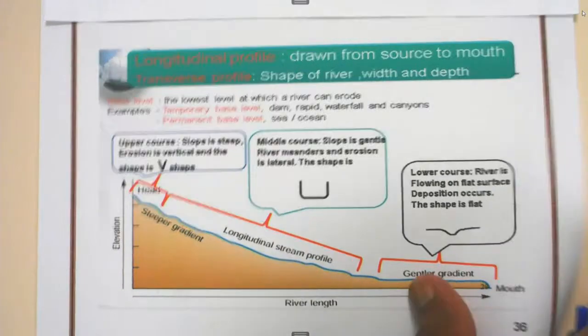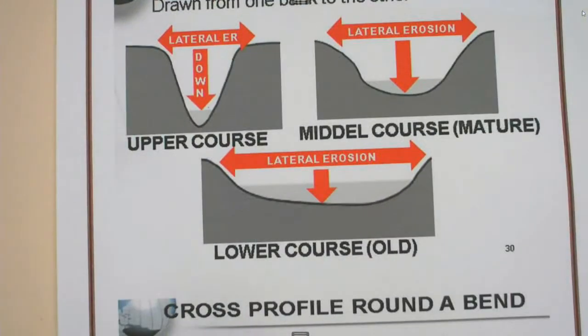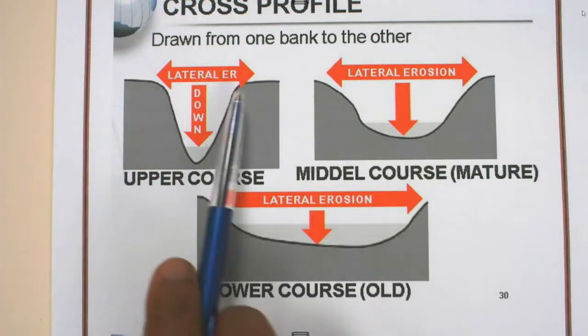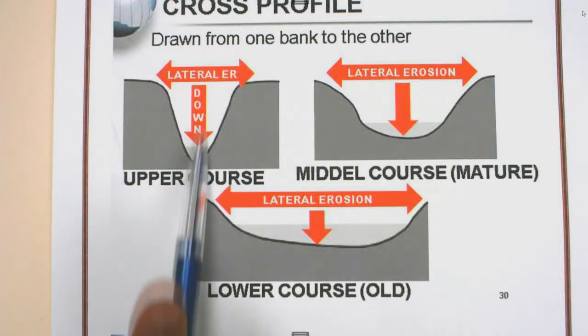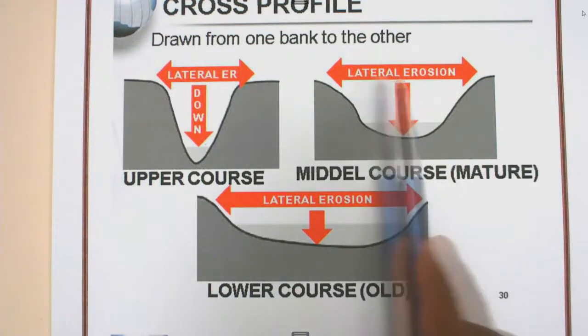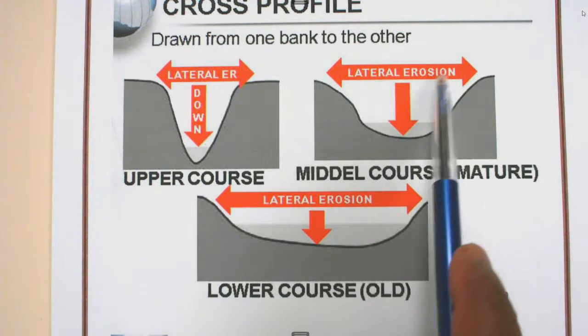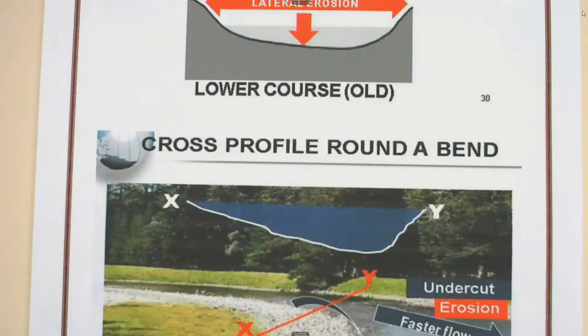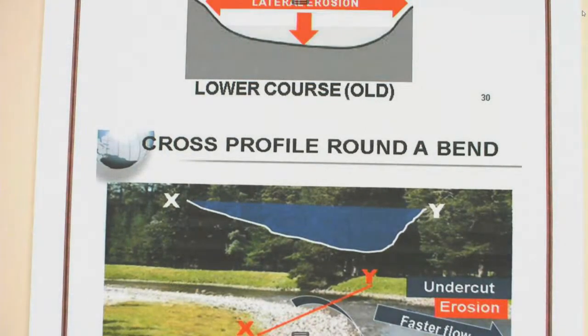So now let us look at the cross profile. The cross profile, especially in the upper course, looks like this, from one bank to another. In the upper course, we have downward erosion, but in the middle course, lateral erosion is the most important type of erosion. In the lower course, we have deposition. So this is the direction of flow of the river.